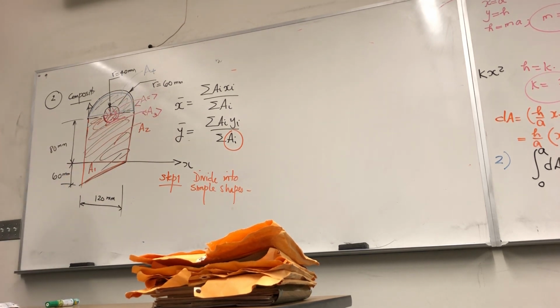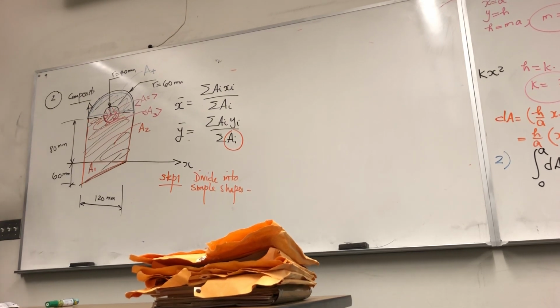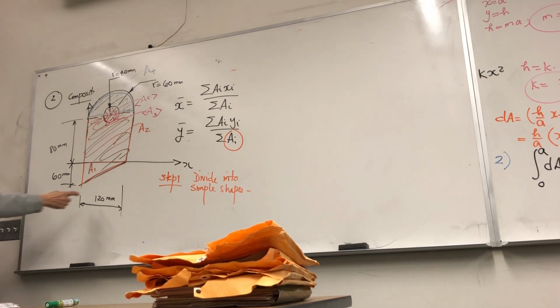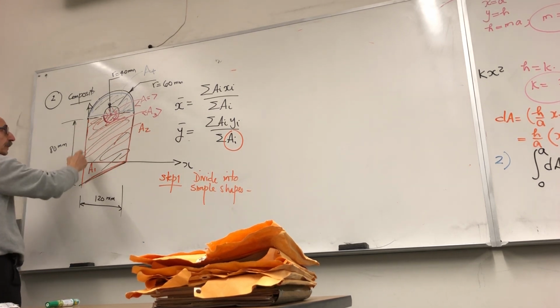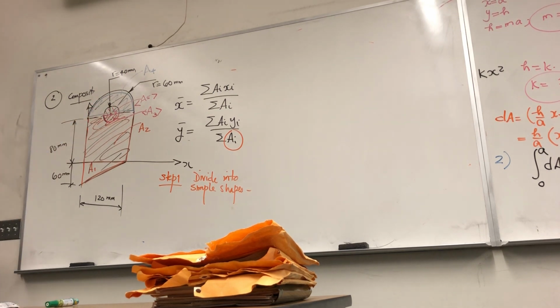There are other ways. I mean, this is not the only way you can divide this area, any which way you want, as long as those sub-areas are simple geometric shapes. For instance, I could have just considered this and this as two areas, and a full circle has been cut out of them both. That's fine too. That's the way I do it. So that's step one.